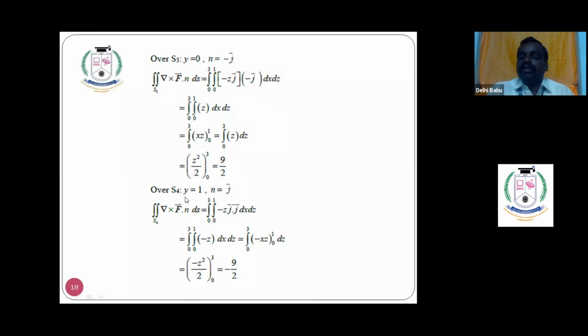Similarly along y equal to 1 n cap equal to plus j. Previous one y equal to 0 n cap equal to minus j. Here y equal to 1 n cap equal to j. When y direction means ds is dx dz except y. When x direction means except x, that means dy dz. Here y direction, so dx dz. J dot j is 1, so minus z. Apply the limits integrating all this, you get minus 9 by 2.